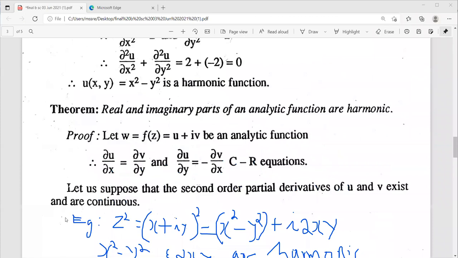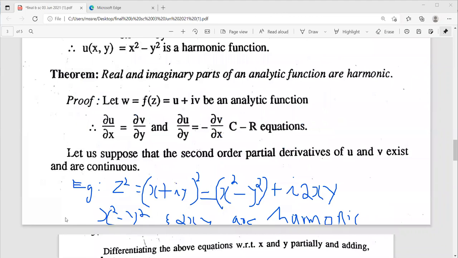So what does the theorem state? Real and imaginary parts of an analytic function are harmonic. That is, in that example you can notice x square minus y square is harmonic and 2xy is also harmonic, because the function z square is analytic.